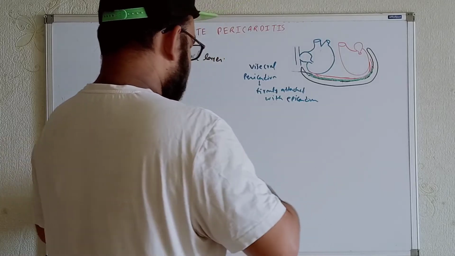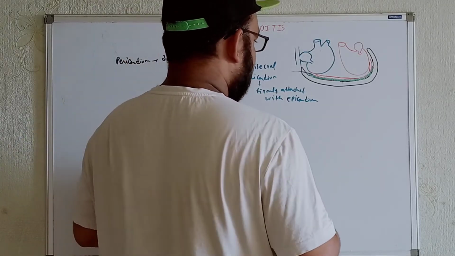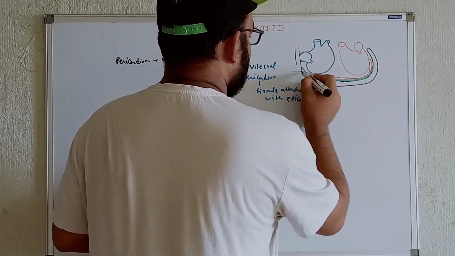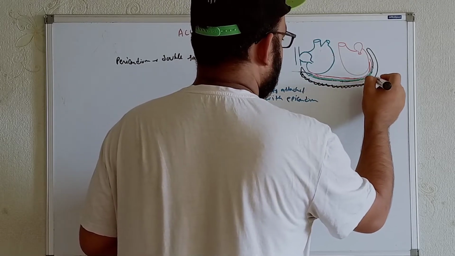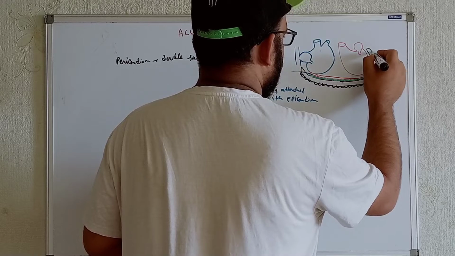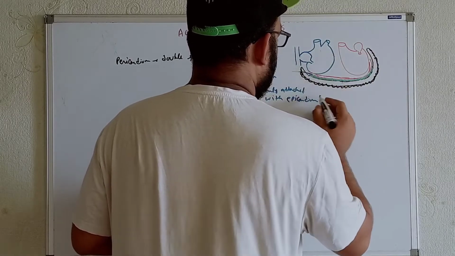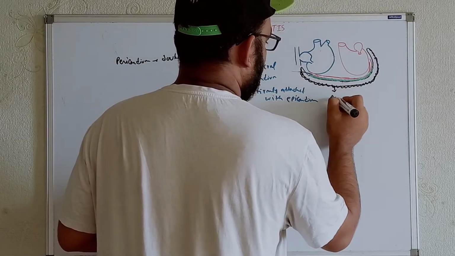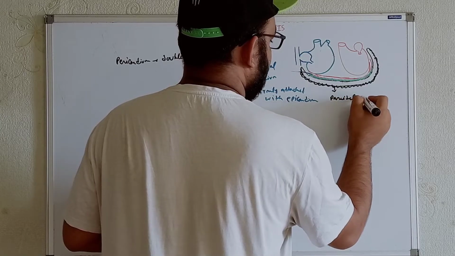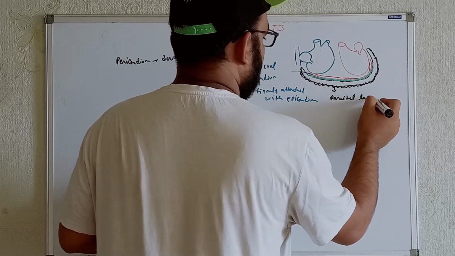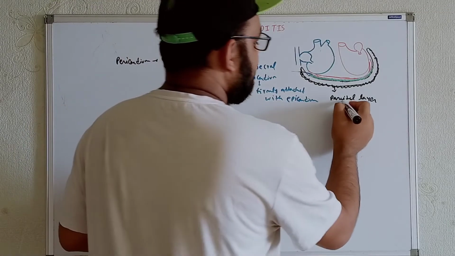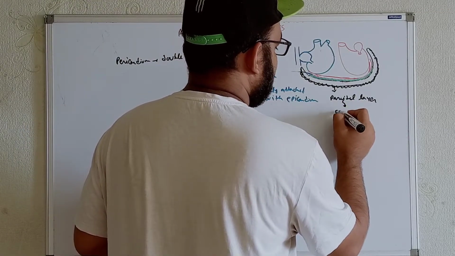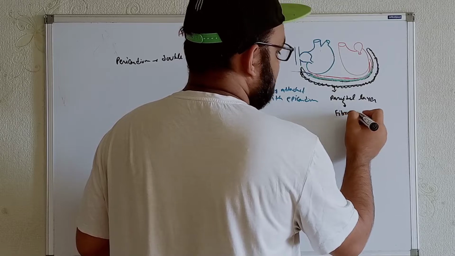And what about the outer structures? The outer structures, we will get over here. There are the fibrous structures. We will get the collagenous fiber. This is the what? Parietal layer, right? It's the parietal layer of the pericardium. We can also say parietal pericardium. Basically it's the fibrous structure with collagenous tissue.